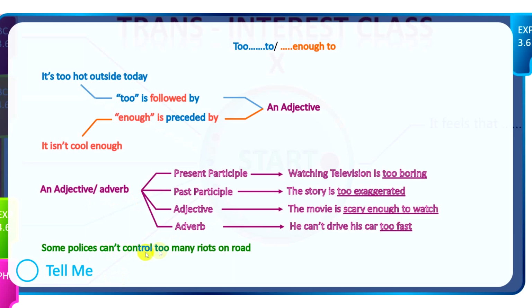Some policies can control too many riots on roads. This will be different from the others. Too hot: too followed by an adjective, while too here is followed by an adverb. Many is an adverb. This shows that many is giving the adverb of quantity. Too many riots on road. If you analyze, too many is followed by a noun, riots. Too many followed by noun. Okay.